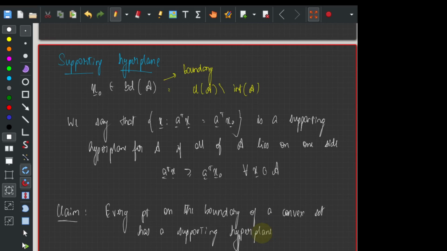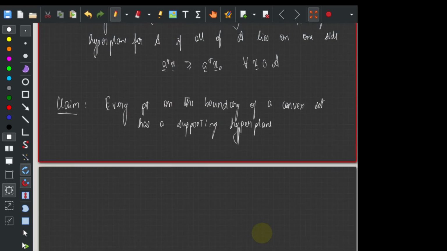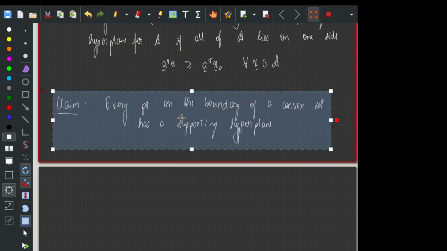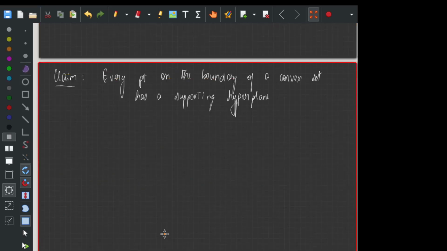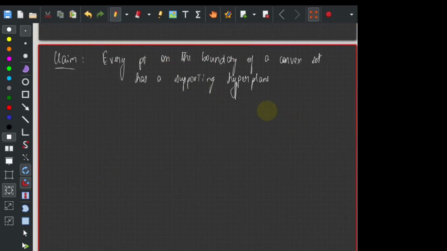I claim that every point on the boundary of a convex set has a supporting hyperplane. But before we prove this, let's take a non-convex set and see if there always exists a supporting hyperplane at every point. So let's take a point that looks like this. If I pick a point over here, so basically what is a supporting hyperplane?